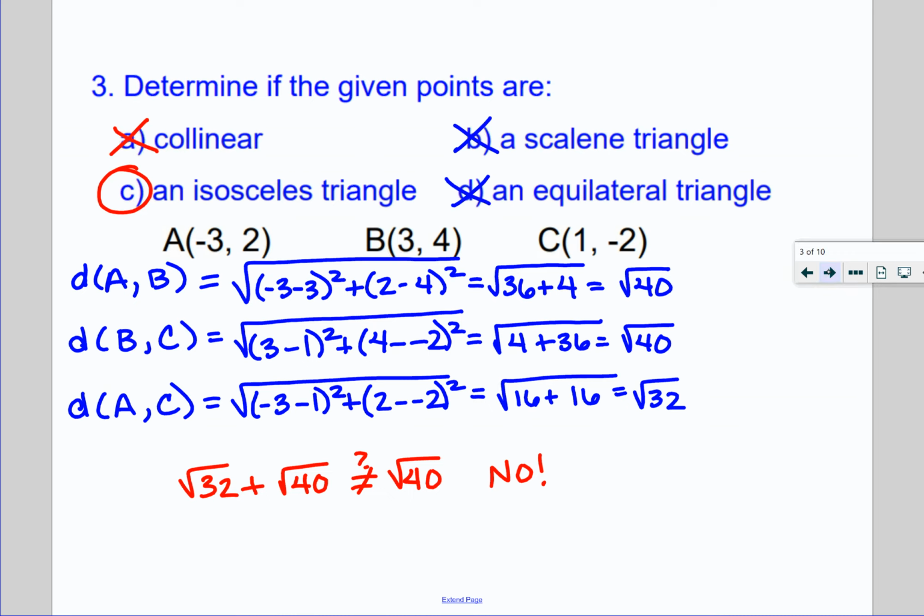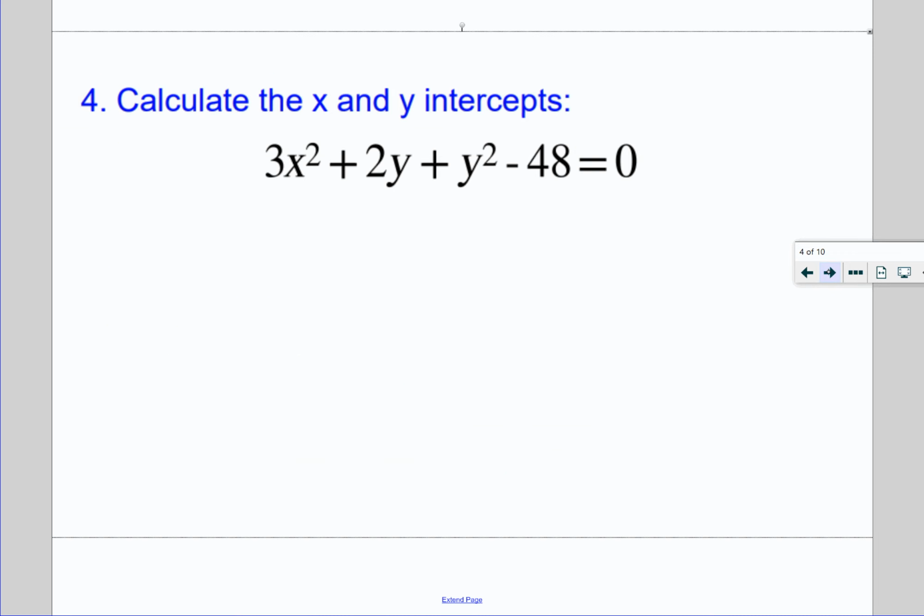Okay, number 4. Calculate x and y intercepts. Let's start with x-intercepts. Do you remember how to find an x-intercept? What do we plug in? Zeros for y. Yep, think about what you know about an x-intercept. All the y coordinates are 0, so we plug 0 in for y.